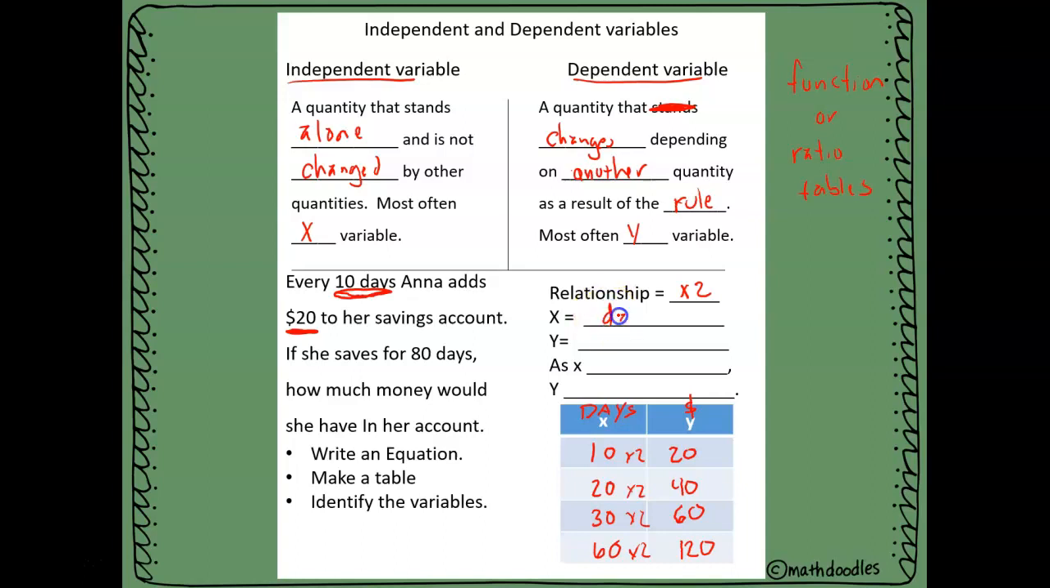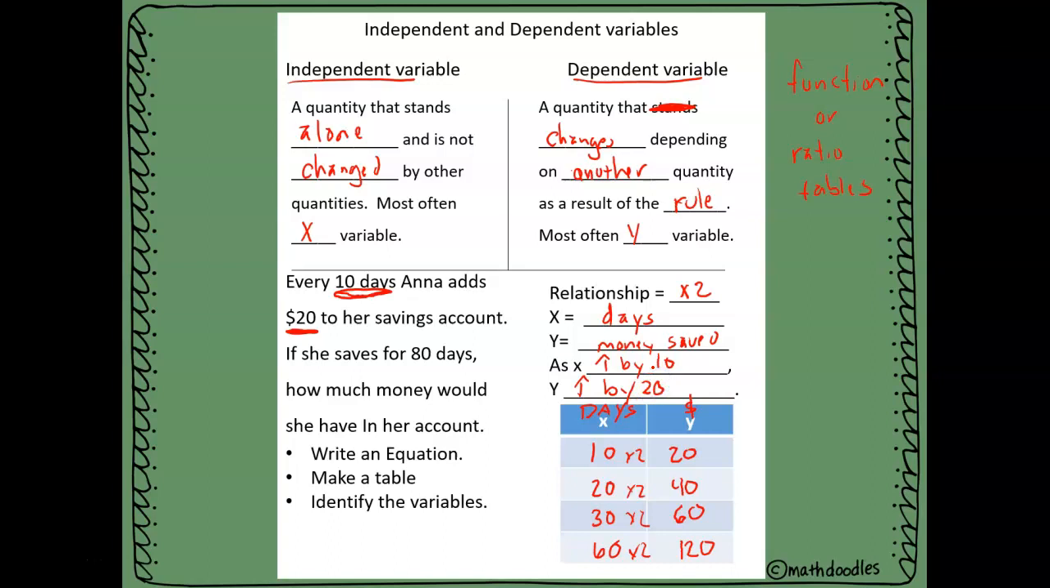X is the days that she saves money. Y is the money that is saved on those days. So we could say in words, as X increases by 10, Y increases by 20.